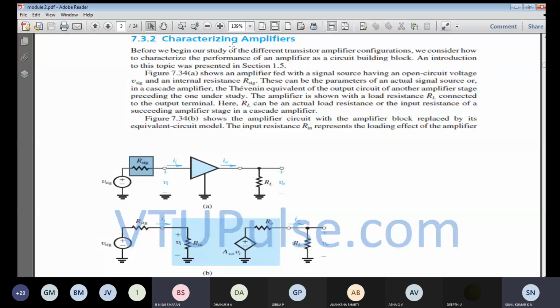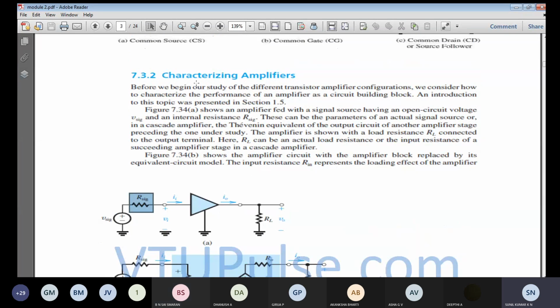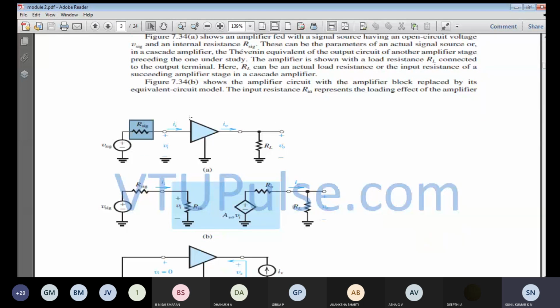Yes sir. Okay. So in the previous day, I was just discussing what the performance of an amplifier is. So in that performance of an amplifier, we are considering this general block diagram of an amplifier, and for this we are going to have an input signal source. So this input signal source can be an actual signal source, generated from any input signal source. So it will have a source resistance. So R signal is nothing but the source resistance of this voltage signal source.